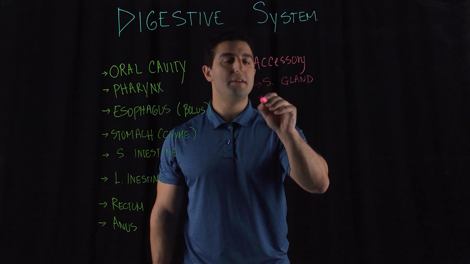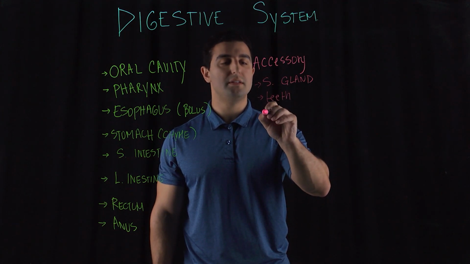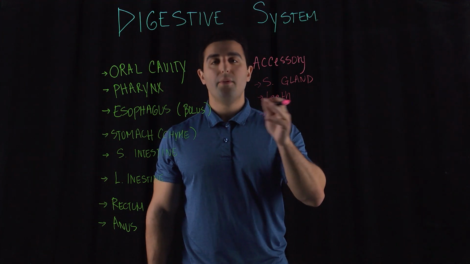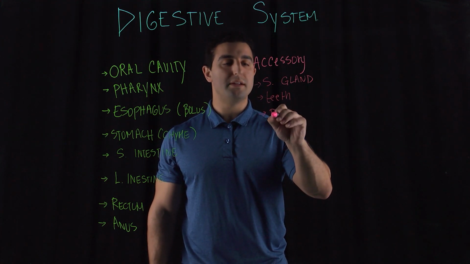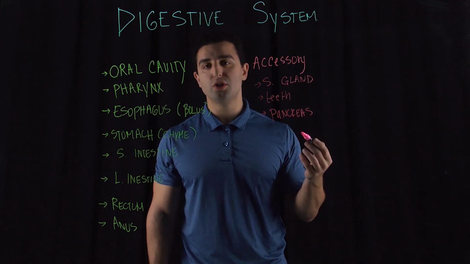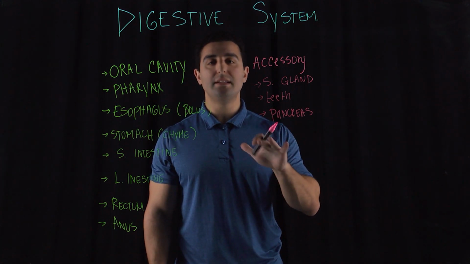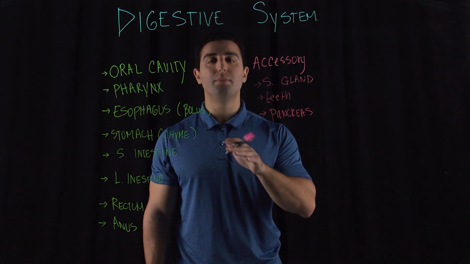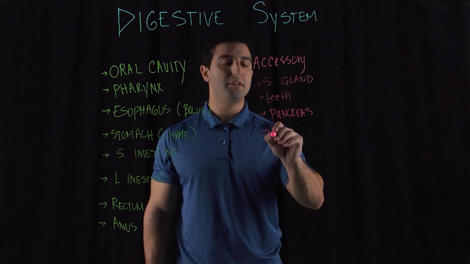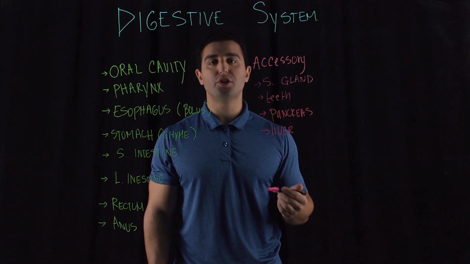You have what else? You have your teeth, dental caries. What else? Let's see. Don't get any cavities, right? What else do we have? You have the pancreas. The pancreas is involved with regulation of sugar, right? So it secretes insulin and glucagon to maintain a homeostatic balance of our blood sugar levels. You also have the liver. The liver's main function in the digestive system is the production of bile.